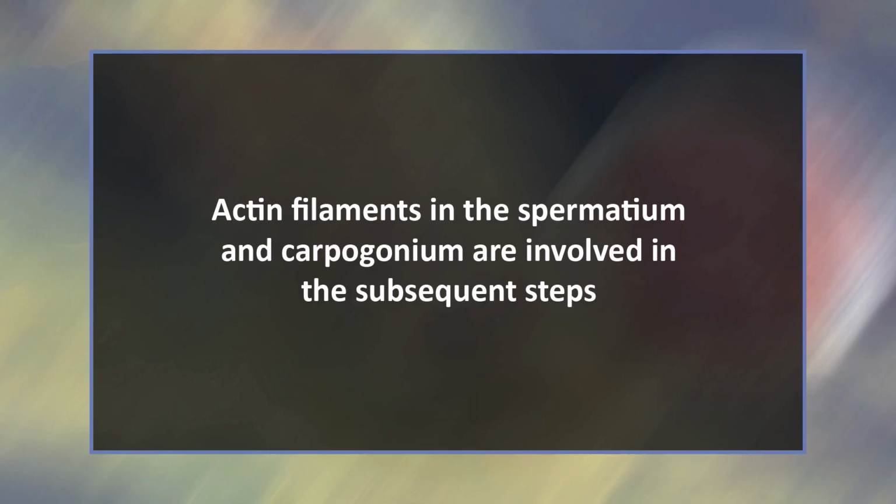Fertilization. The spermatium usually is carried passively by water currents to the trichogyne of the carpogonium, although some spermatia can glide in a manner similar to the gliding in Porphyridium. Actin filaments in the spermatium and carpogonium are involved in the subsequent steps. The wall of the spermatium and that of the carpogonium dissolve. The male nucleus divides and the male nuclei move into the carpogonium. Fusion of one male nucleus and the carpogonial nucleus occurs in the basal portion of the carpogonium.